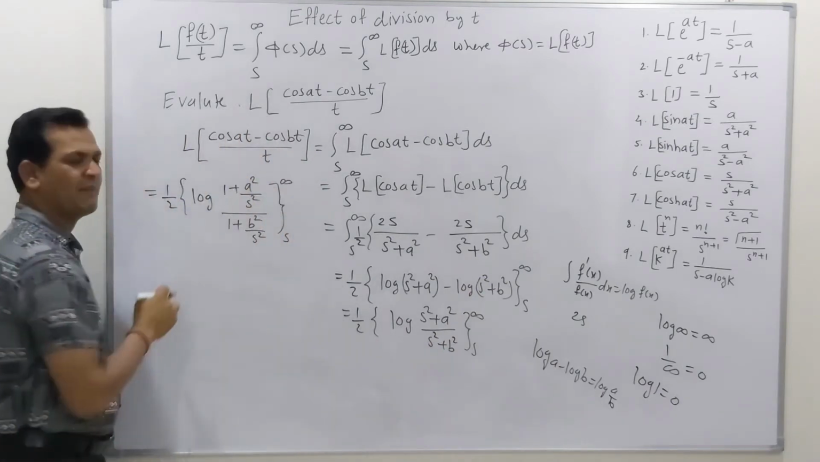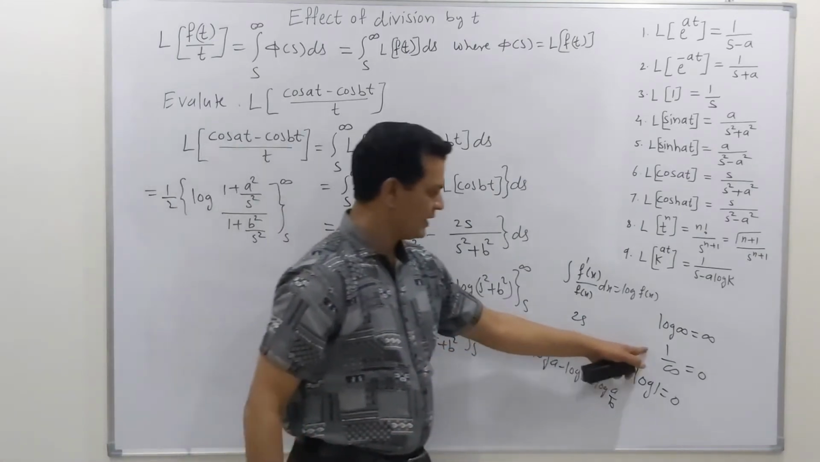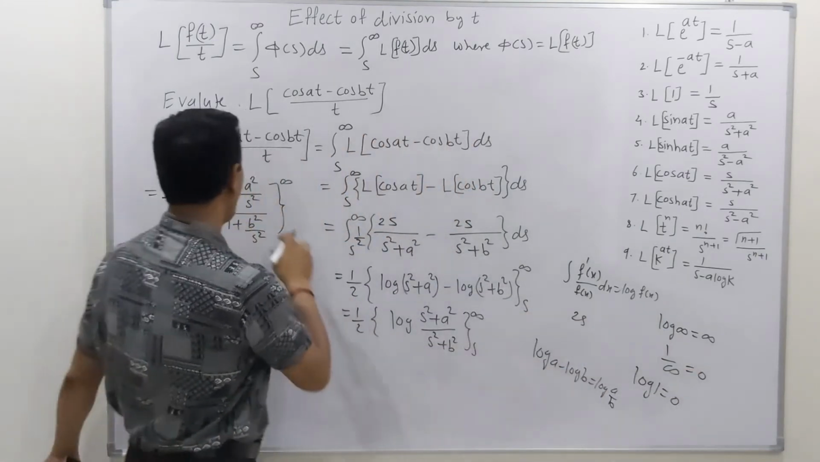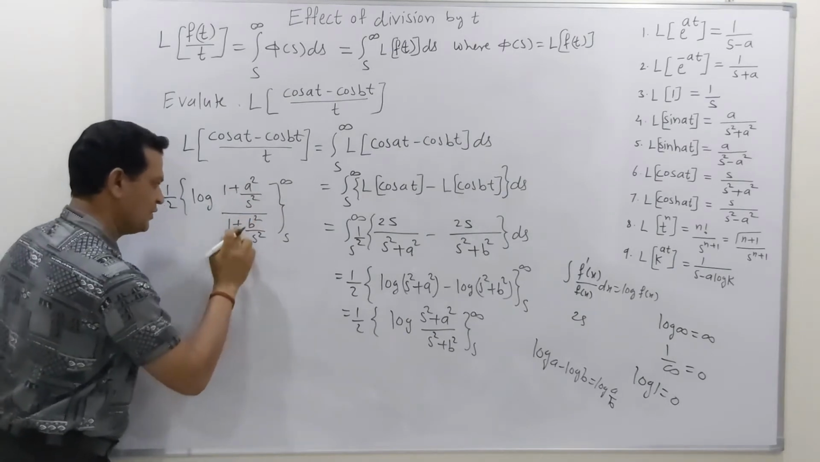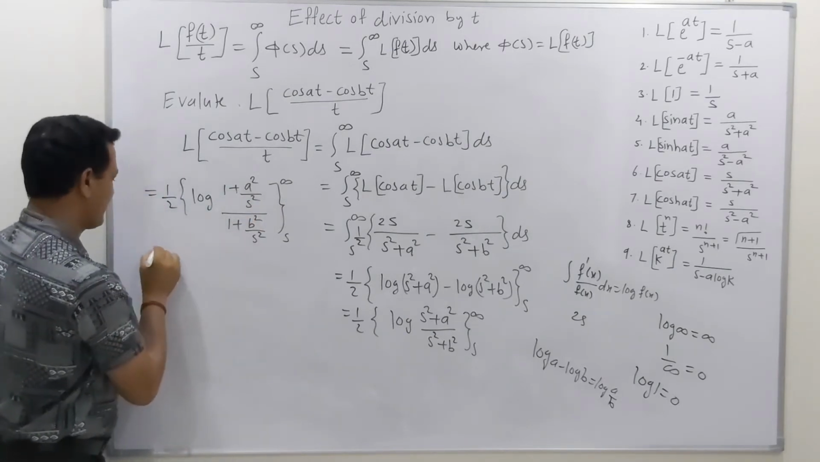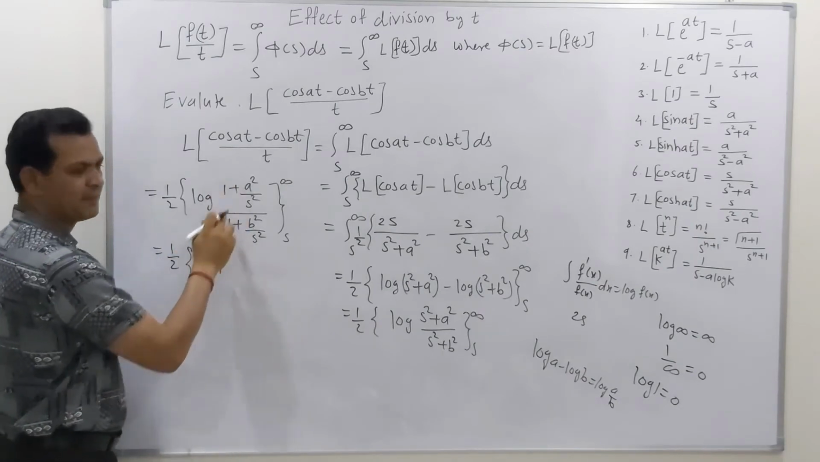Now if we put the value of the upper limit, this becomes 1 upon infinity, and 1 upon infinity is 0. So the value of this term is 0, so this value is 1. Again this value is 0, and this is 1. So we get the final answer as 1 upon 2 log of 1 upon 1, which is 1.